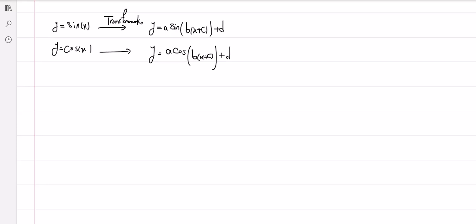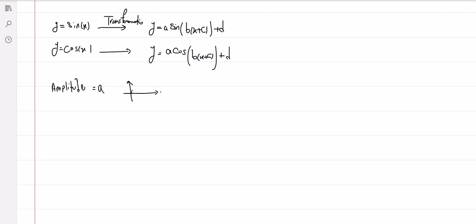Okay, so the first term that we want to discuss is the amplitude of these transformations. The amplitude of these functions is shown by the value of a on both of these equations. The amplitude of the function is the maximum distance from its peak to its center line. And we're gonna illustrate it on an example.